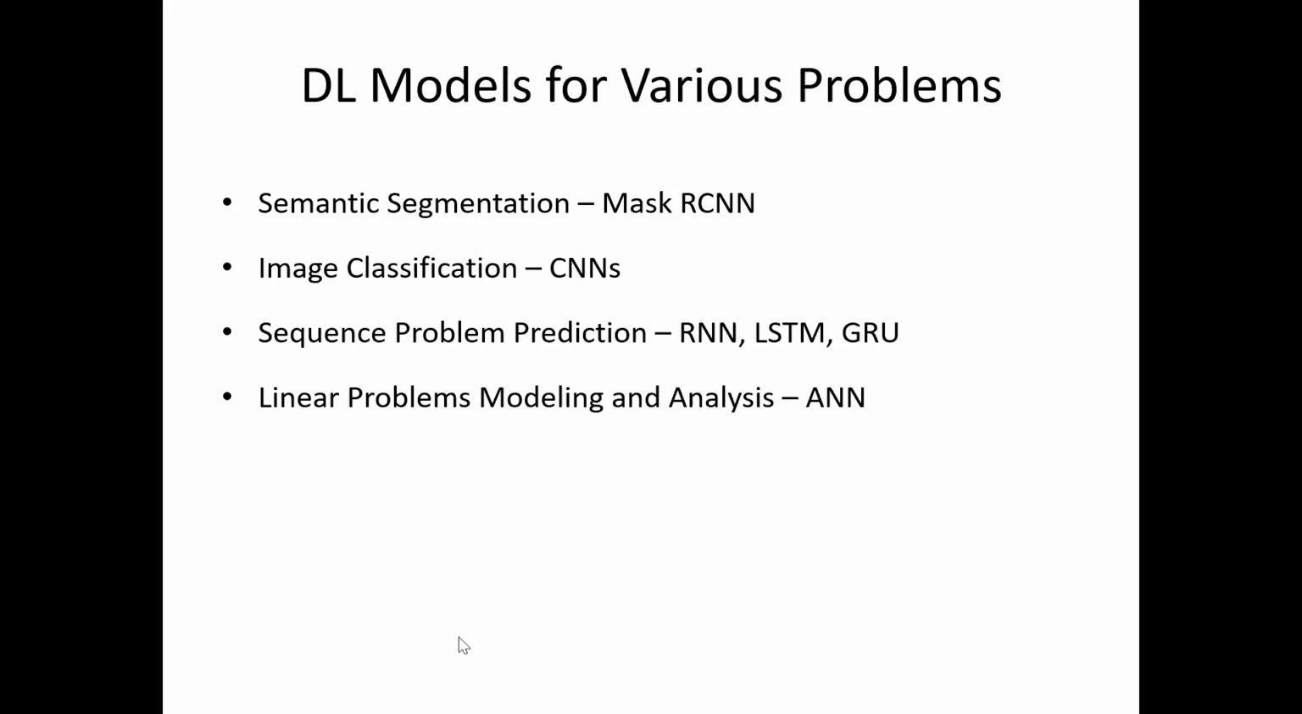For image classification, CNN models are heavily used, for identifying a particular object in a particular image, or classification of images, or classification of objects in a particular image. So they can be solved with the help of different CNN models or architectures. Sequence prediction problems use RNN, LSTM, GRU, or time series models. These RNN, LSTM, GRU are mainly useful for time series data. Conventional artificial neural networks are useful for linear problems modeling and analysis.